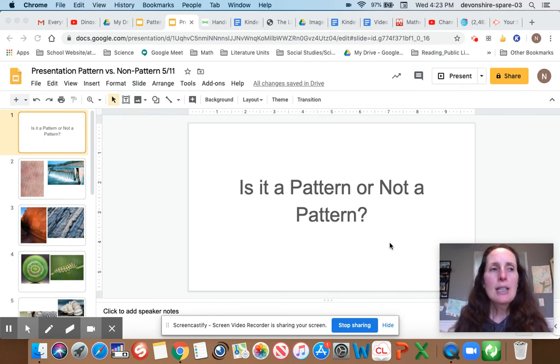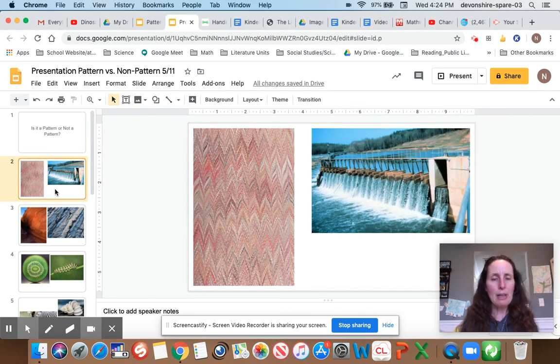So let's take a look here now at some patterns, and we're going to decide if they're a pattern or not a pattern. Now, keep in mind, sometimes I can see a pattern that someone else might not see, and the other way around. Someone might see a pattern that I don't see. So let's take a look here. First, we're going to look at patterns.